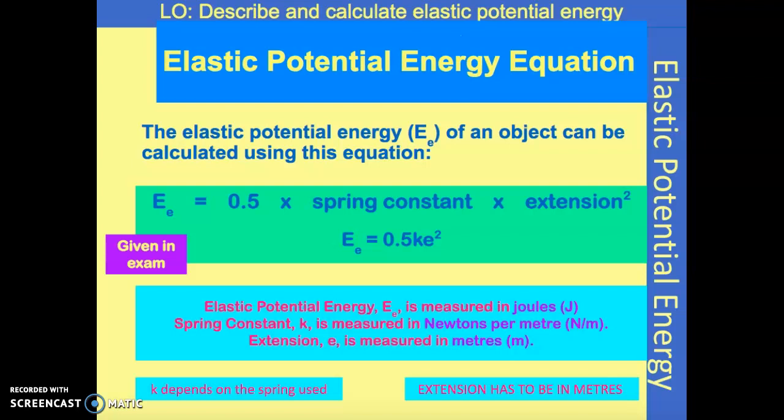If in the exam you make a mistake, as long as you've shown your workings out, you will get some marks. But please make sure, just note down the bottom that the spring constant is different depending on the spring we're using, and extension must be measured in meters. So if you're given centimeters or kilometers, you must convert it back to meters. So if you want to write down that equation, we are going to use it in some of the questions now.